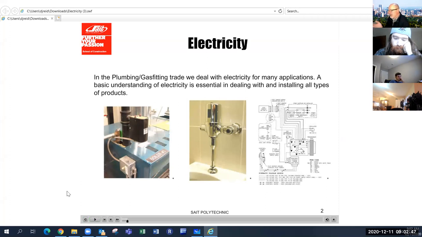So I just want to explain a little bit about this. Yeah, this was made for plumbers, gas fitters, but don't worry, this is still introductory. It's not going to go into too much detail.